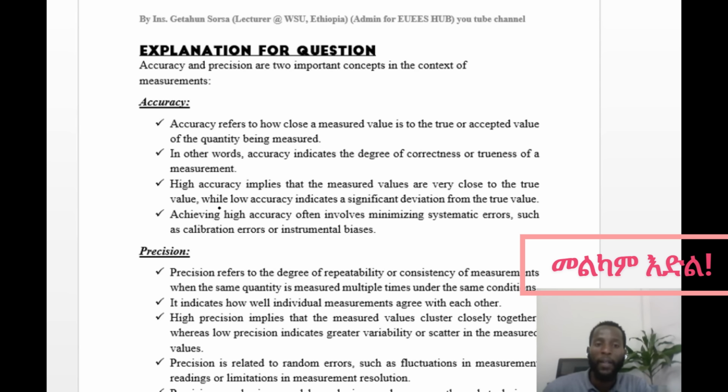High accuracy implies that the measured values are very close to the true value, while low accuracy indicates a significant deviation from the true value. High precision implies that the measured values cluster closely together, and low precision indicates greater variability or scatter in measured values. So this is what accuracy and precision mean.